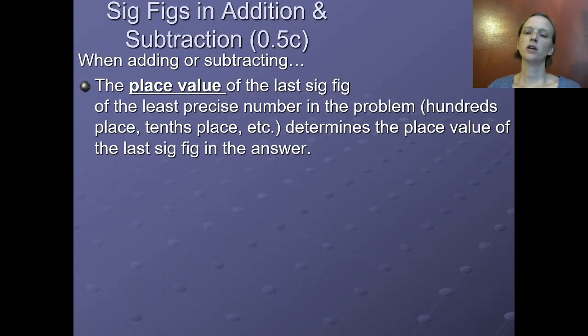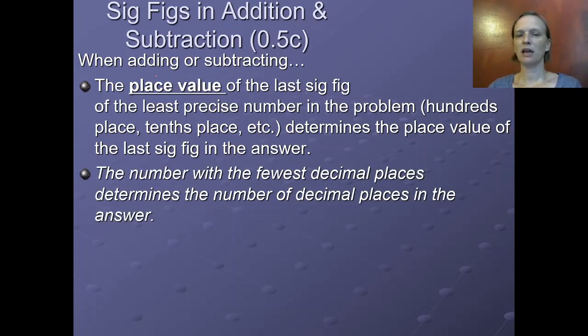So let's look at how we apply these rules when we're doing addition and subtraction. When you are adding or subtracting, the place value of the last significant figure of the least precise number in the problem, so I'm talking about the hundredths place, the tenths place, determines the place value of the last sig fig in the answer.